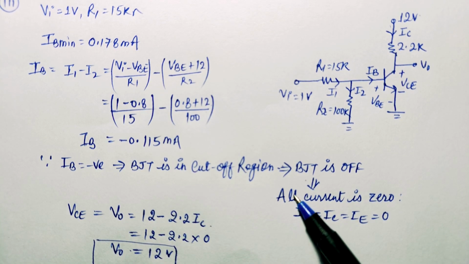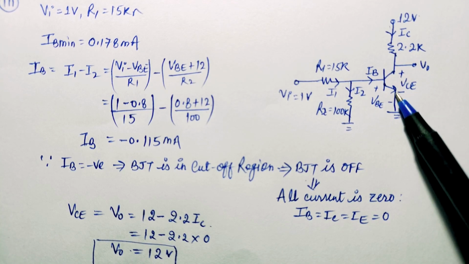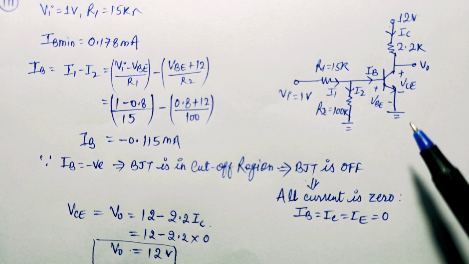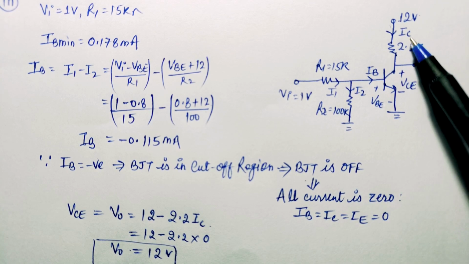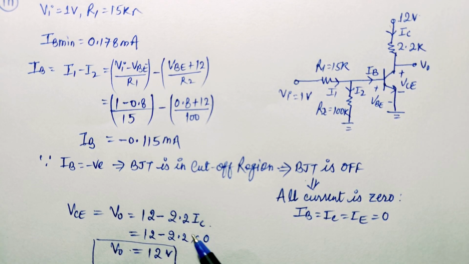Since this is working in cutoff region, we can say that this BJT will be off. Since it is off, all currents will be 0. We can say that IB equal to IC equal to I equal to 0. If a transistor is working in cutoff region, then all the current values will be 0. So output voltage can be written from the KVL here, VC equal to 12 minus 2.2 IC. Since IC value is 0 here, V naught can be written as 12 volt.